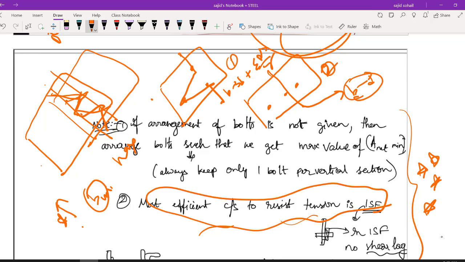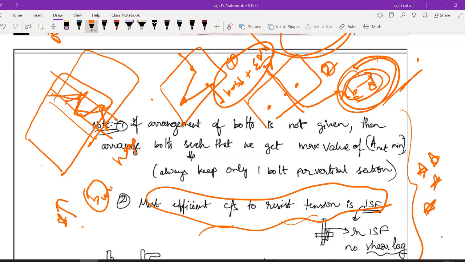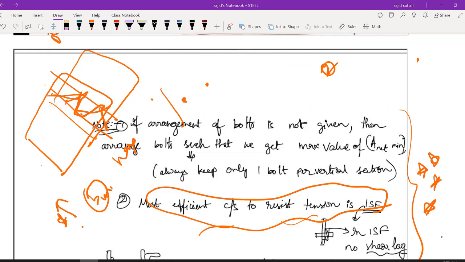So even without much thinking I can say, sir, B minimum is maximum in this case. यहाँ पे क्या हो जाए? B minus 3D हो जा रहा है. So the B minimum value is very less. But here my B minimum value is more because it is only B minus D. Yani my minimum area in this consideration is very much, that is my larger part is participating in taking the force, and I will be getting more force carrying capacity, more load carrying capacity. I hope it is very clear, right? So you should arrange your bolts such that your B minimum is maximum.